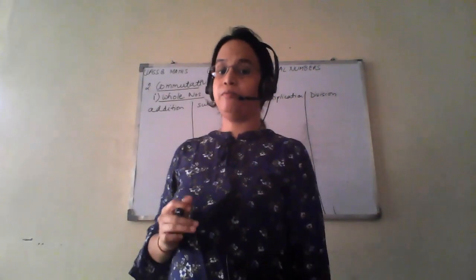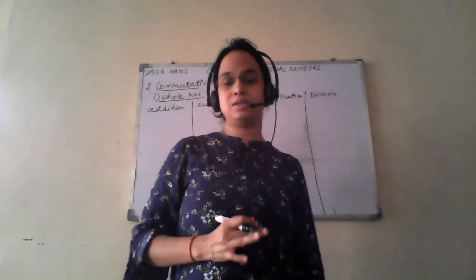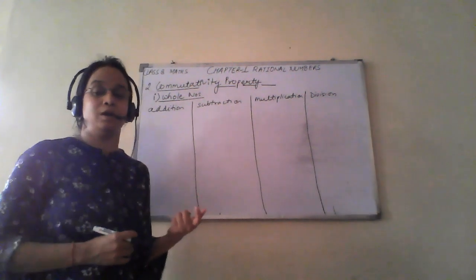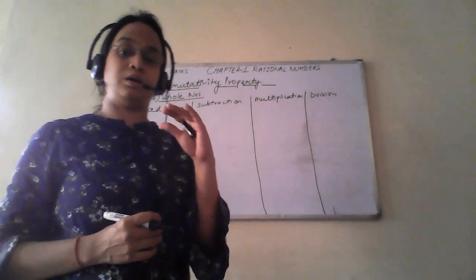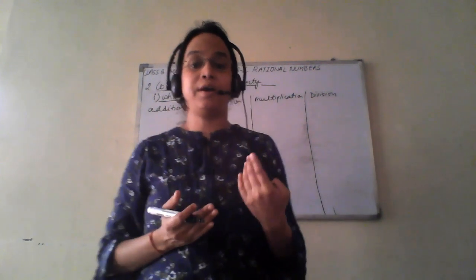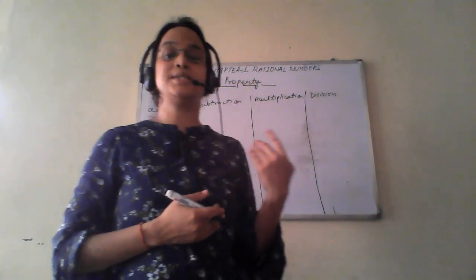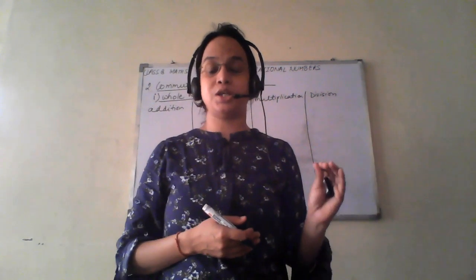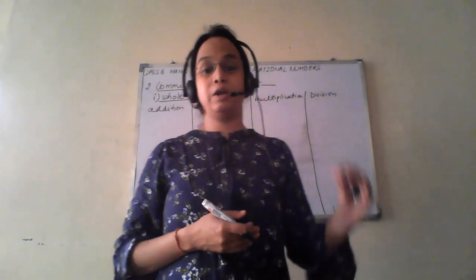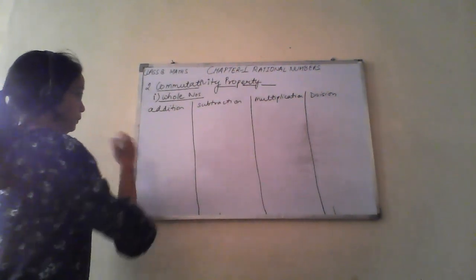The word commutative means to move around. That means if we change the sequence of an operation in an expression, the result should not be affected. It should yield the same result even after changing the sequence of addition, subtraction, multiplication or division. Let's discuss it one by one.